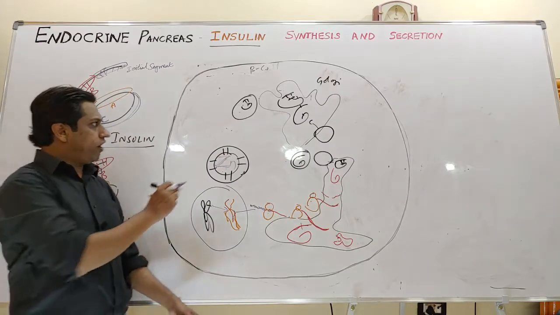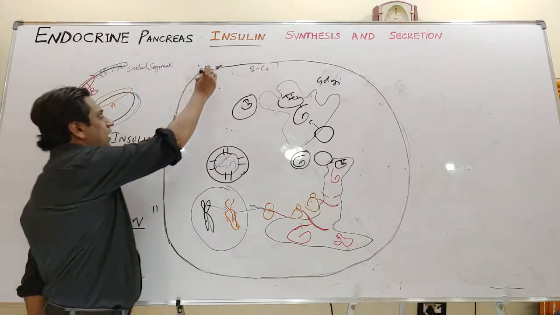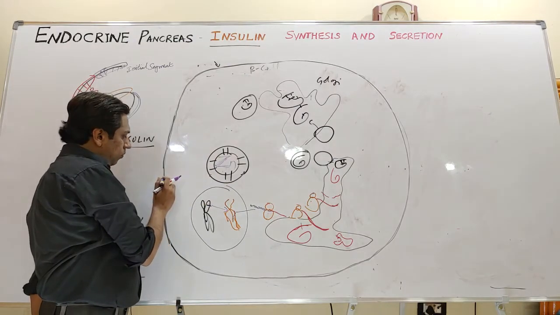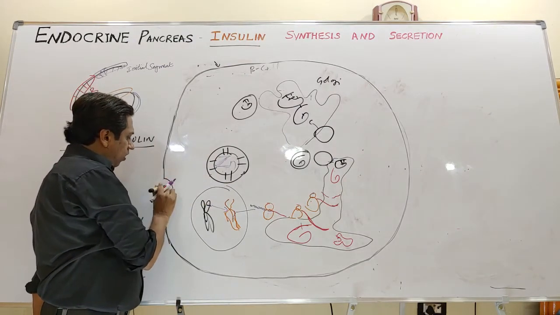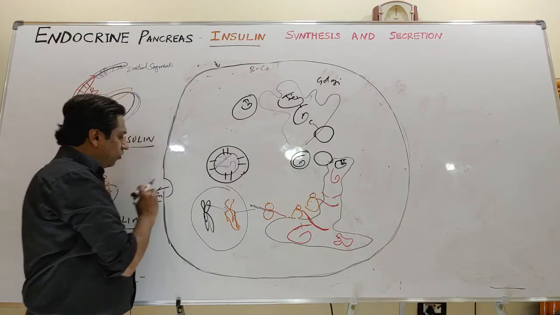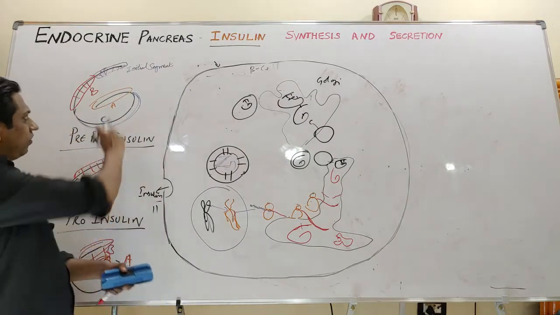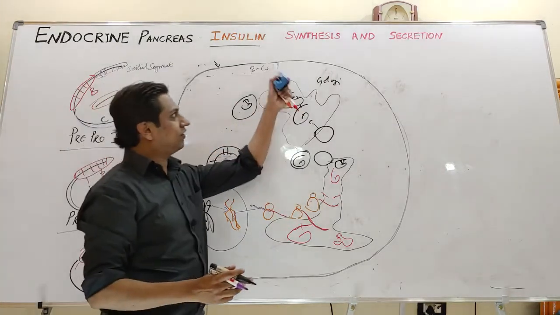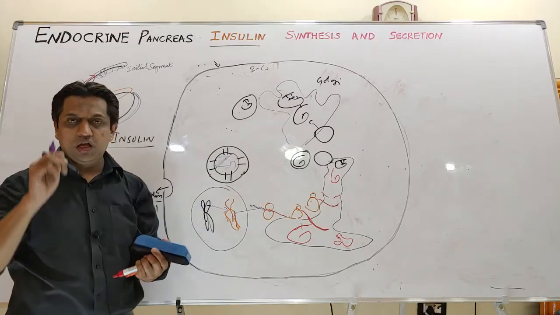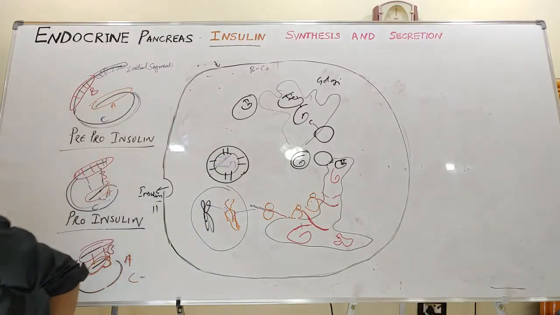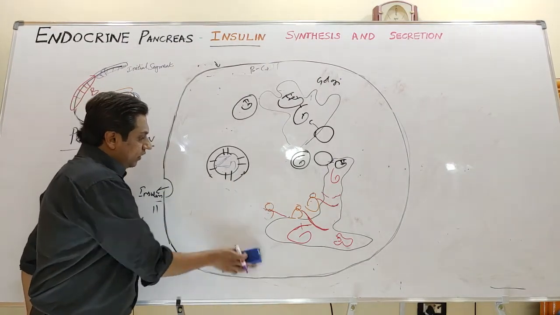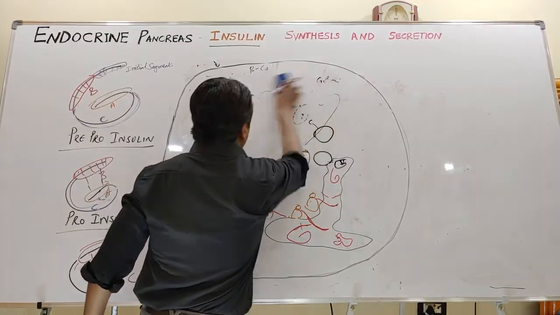Whenever there is a stimulus to the beta cell, this insulin molecule comes out and is secreted by the process of exocytosis. Insulin comes out into the blood vessel. So this is how insulin is synthesized. Now how exactly it is secreted, what is the stimulus for insulin to be secreted from the beta cells, we are going to discuss now.